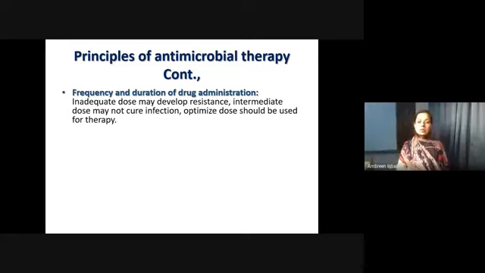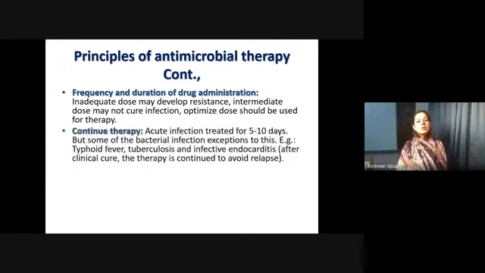So intermediate doses may not cure the infection. An optimized dose should always be used when you are using antibiotics, please. An optimized dose should always be preferred for the patient when they are going to use antimicrobial agents. Thus, you must continue the therapy for 5 to 10 days in acute infections. But some bacterial infections are exceptions, like typhoid fever, tuberculosis, and infective endocarditis. After the clinical cure, the therapy continues to avoid relapse.